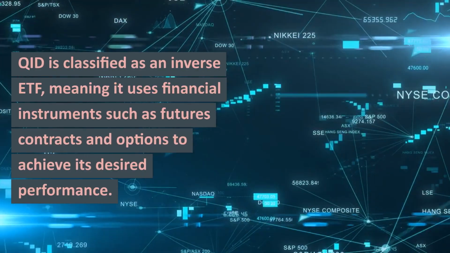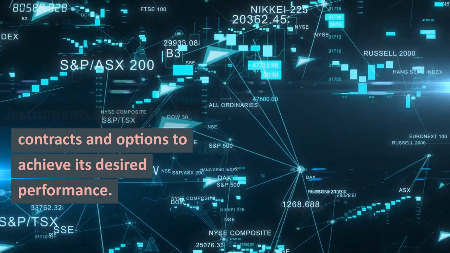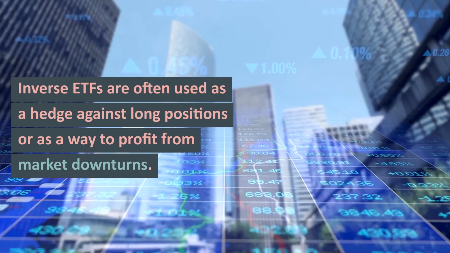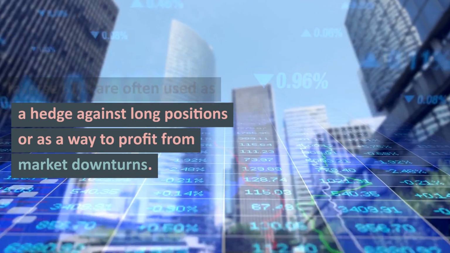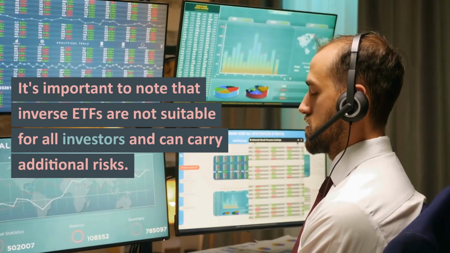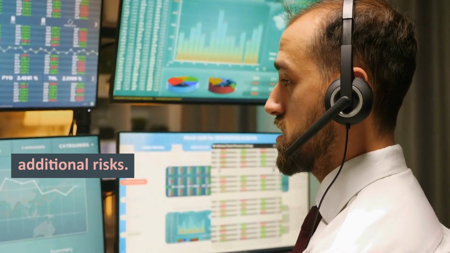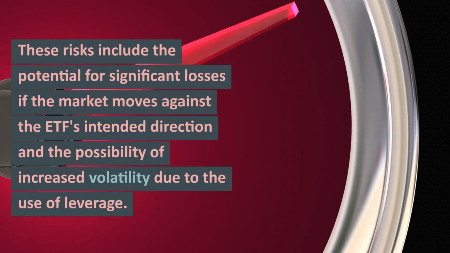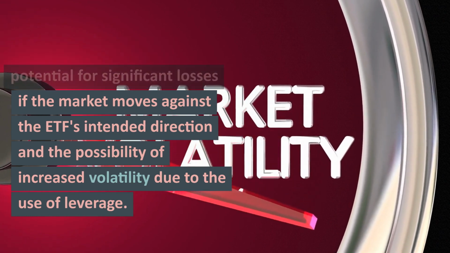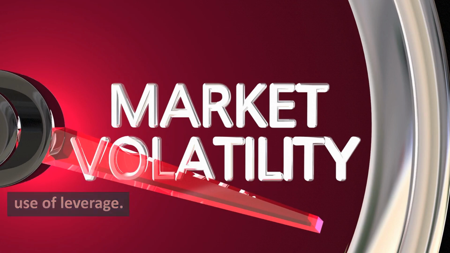QID is classified as an inverse ETF, meaning it uses financial instruments such as futures contracts and options to achieve its desired performance. Inverse ETFs are often used as a hedge against long positions or as a way to profit from market downturns. It's important to note that inverse ETFs are not suitable for all investors and can carry additional risks. These risks include the potential for significant losses if the market moves against the ETF's intended direction and the possibility of increased volatility due to the use of leverage.